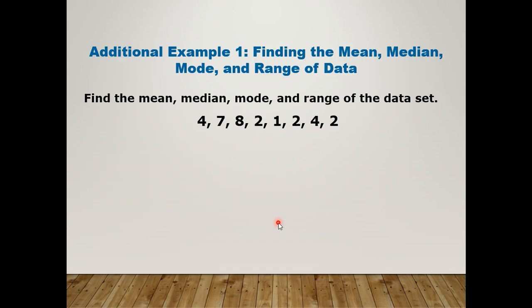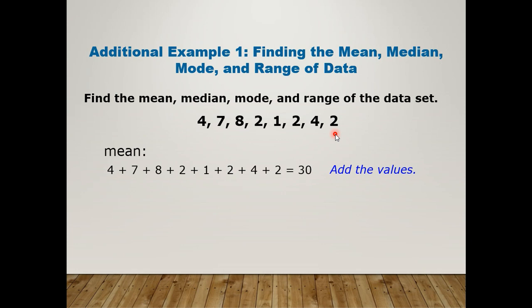Okay, so let's proceed to example number 1. Let's find the mean, the median, the mode, and also the range of this data set. We have 4, 7, 8, 2, 1, 2, 4, and 2. Unahin nating hanapin si mean. Sabi ko kanina, pag hahanapin natin si mean, ang una nating gagawin is to add all the values or add all the data na meron tayo. So ipag-add ko lang lahat ng data na meron tayo and then the answer here will be 30.